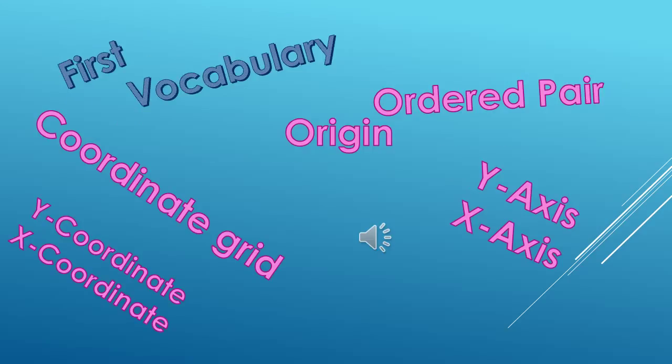The vocabulary you need to know in order to graph ordered pairs on the coordinate grid is: you need to understand what a coordinate grid is. You need to know what the y-coordinate, the x-coordinate, the origin, the ordered pair, and what a y-axis and the x-axis is.